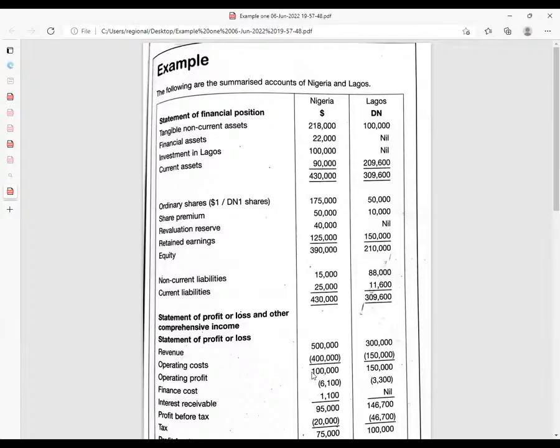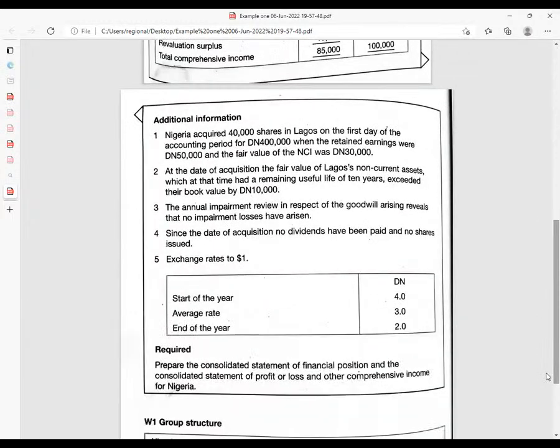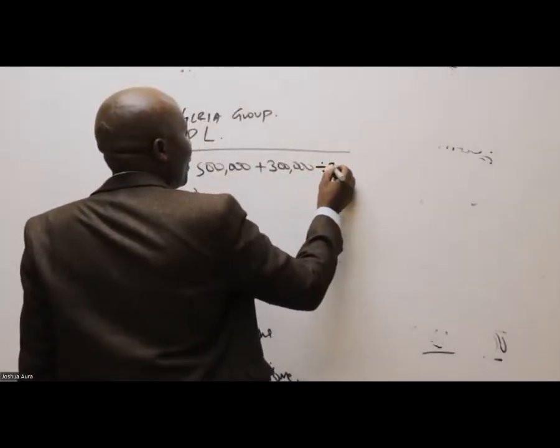So how do I exchange this 300,000 to dollars? Which rate should I use, ladies and gentlemen? When we started, I gave you the procedure. Average rate. Do you remember that? For the income statement, it's always average rate, divided by 3. Thank you very much. So divide this by 3.